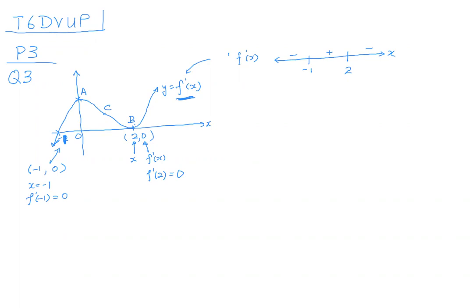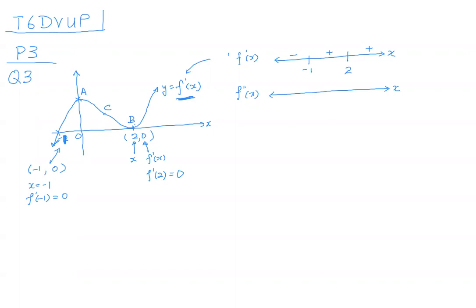Okay, so now I want to draw the sign diagram of f double prime x. Miss, isn't it supposed to be positive after 2 also? Oh, yes, you are right, because it's above the x-axis, correct? Okay, good.